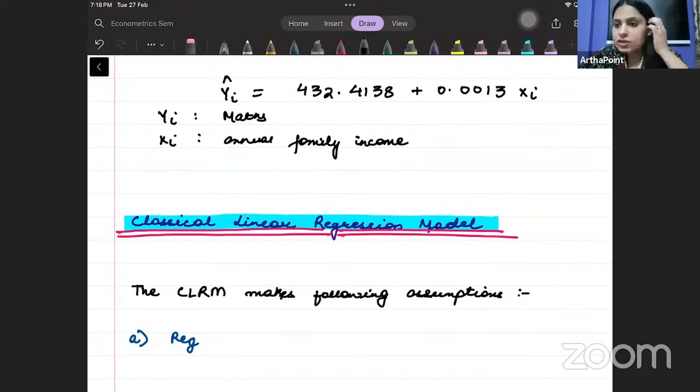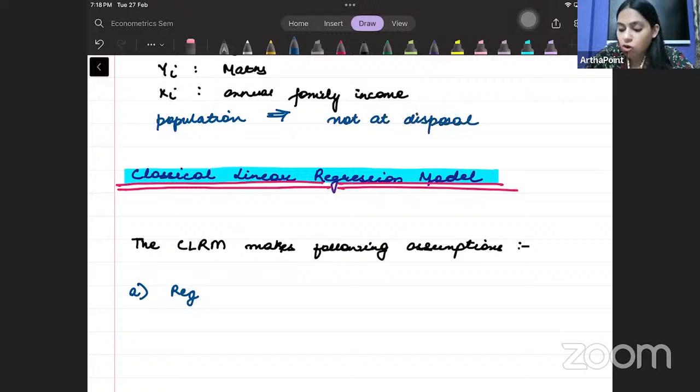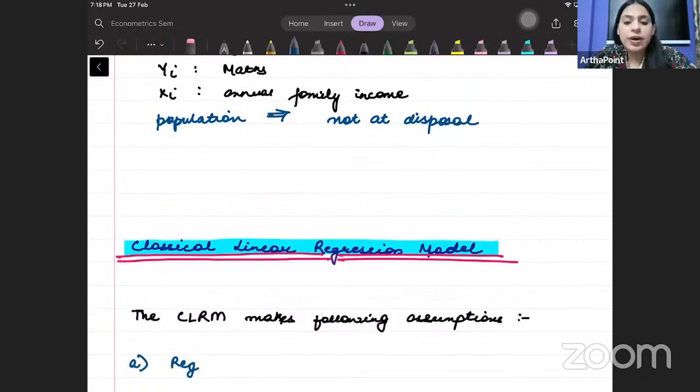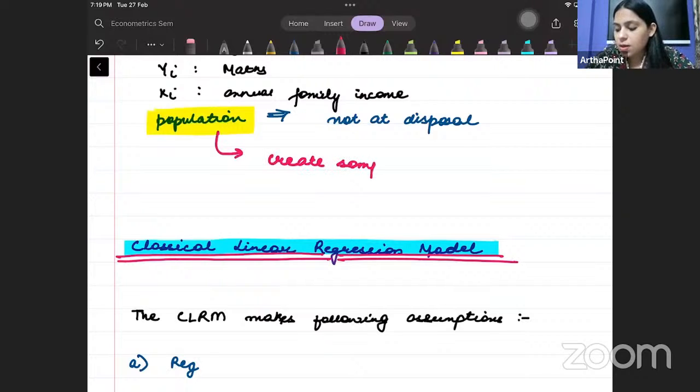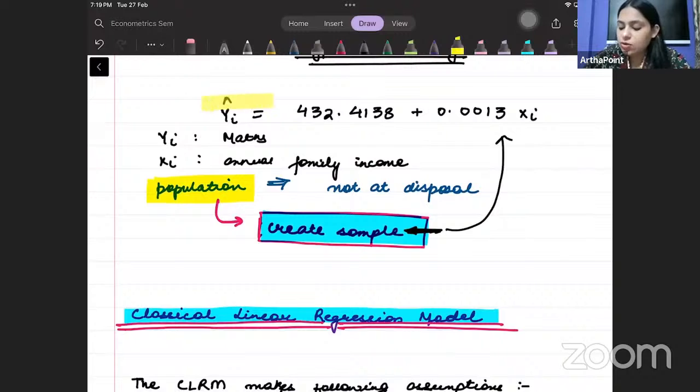Now, if you remember from the previous chapter, we had studied that the population, about which the complete data set exists, is not at our disposal. Because the population is not at our disposal, we work with a sample data set. From the population we try to create a sample, and using the sample we give some estimate about this equation. We try to find out what this equation is and what it stands for, right?